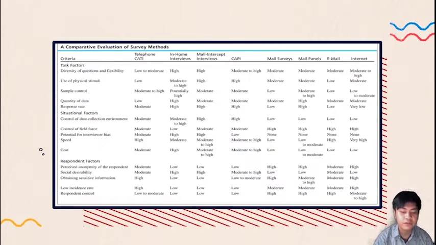For example, first, from the flexibility and diversity of the questions, using computer assistance in a telephone survey is very low, but with a home interview it is very high. Second, from the cost, the home interview cost is very high, but the email survey cost is low.